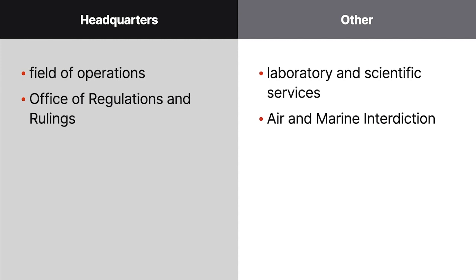Also within CBP, they have laboratory and scientific services. They have scientists who, in addition to testing contraband to see if it's really drugs, can also confirm technical aspects of merchandise. So if you're importing a waterproof jacket, they have the means to test it to make sure it actually qualifies as a waterproof jacket.